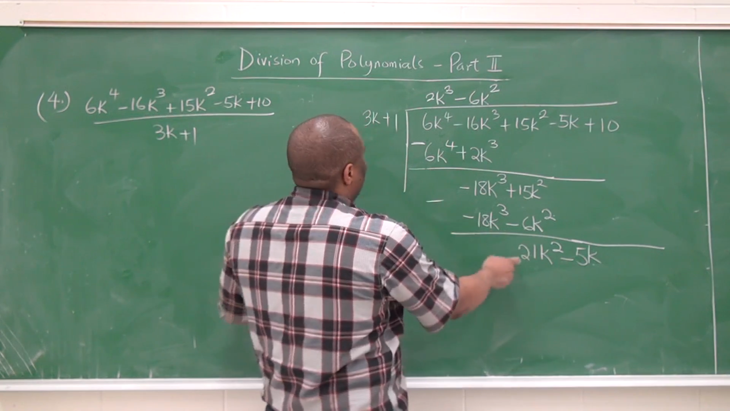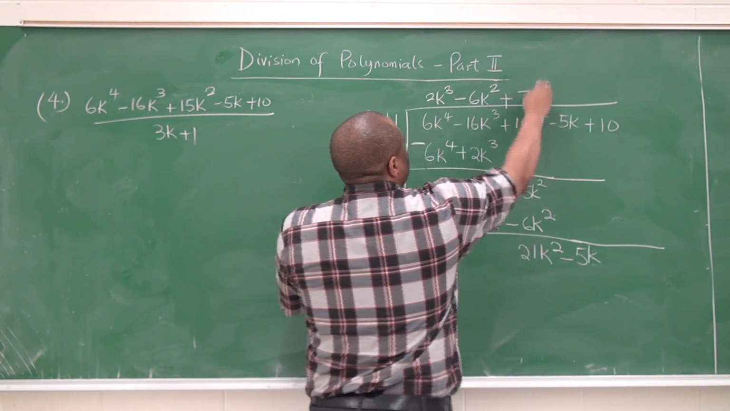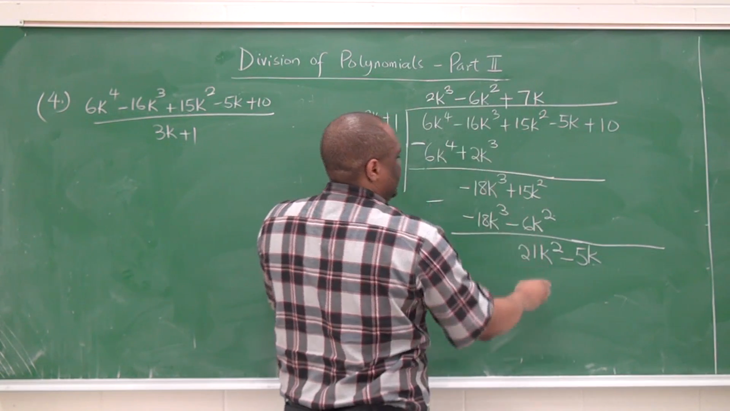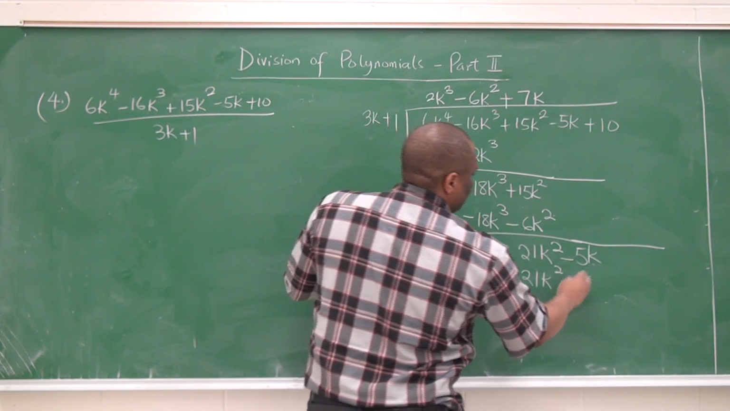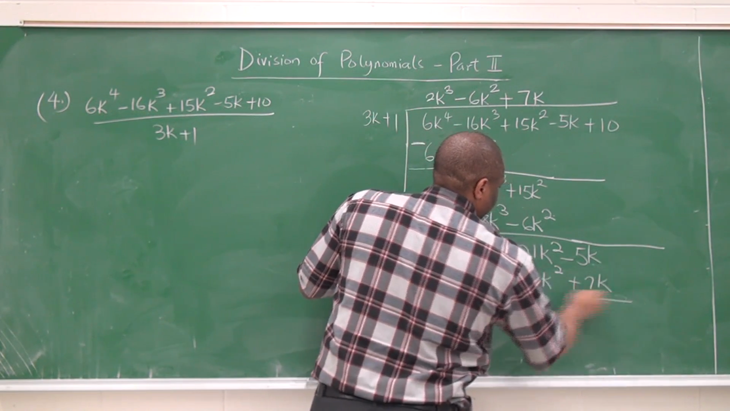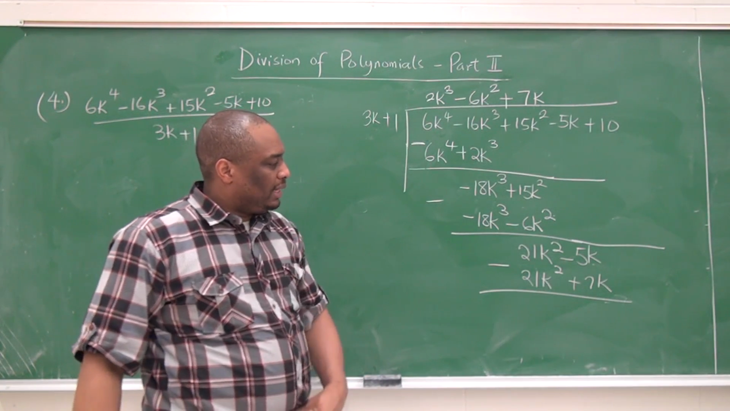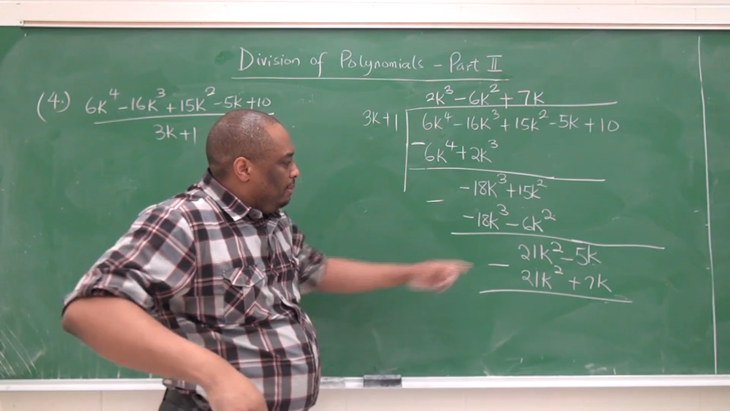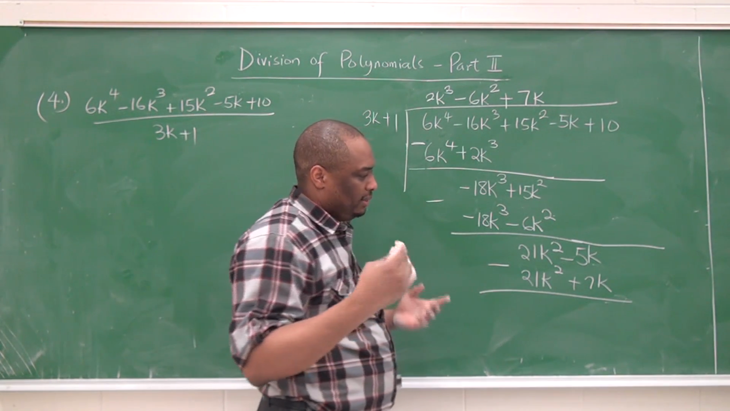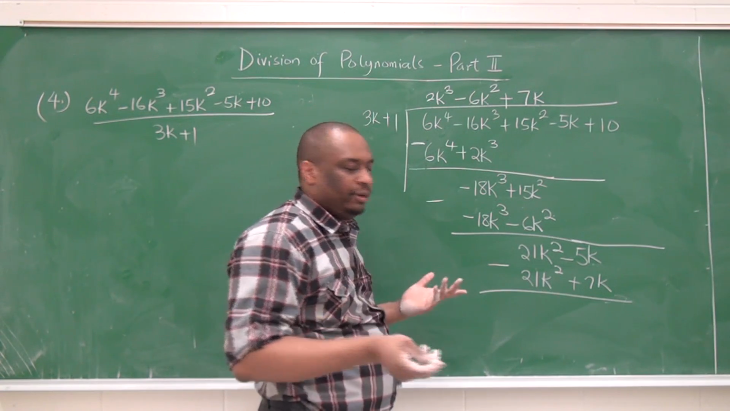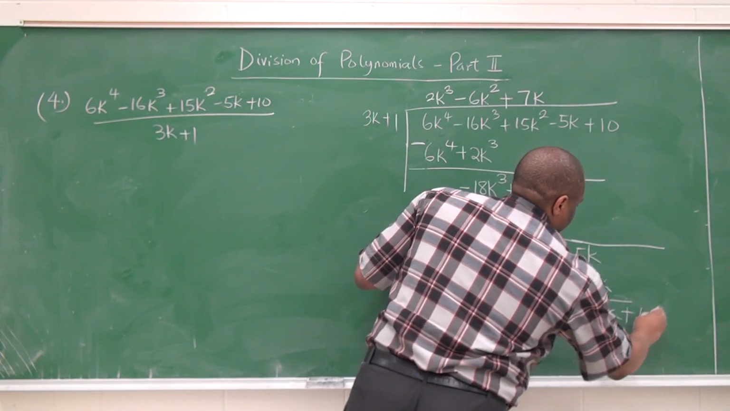21k squared: 21 divided by 3 is plus 7. K squared divided by k is k. 7k times 3k is 21k squared. 7k times 1 is 7k. You subtract. 21k squared minus 21k squared is 0. Minus 5 minus plus 7: you owe 5, you owe 7, you owe 12. Minus 12k. And you bring down plus 10.